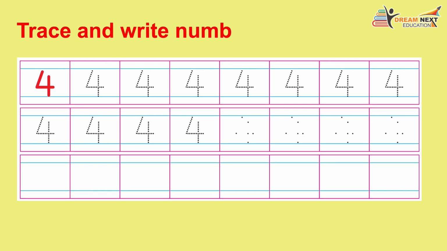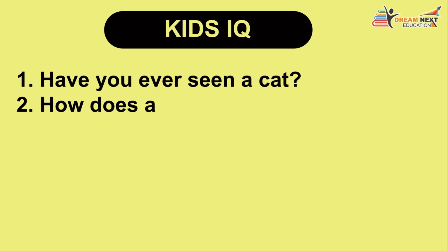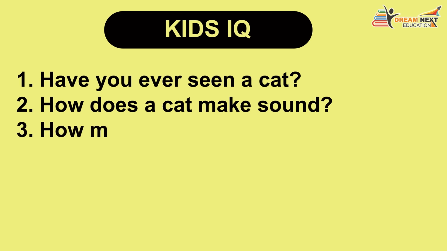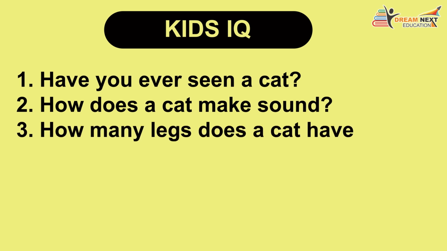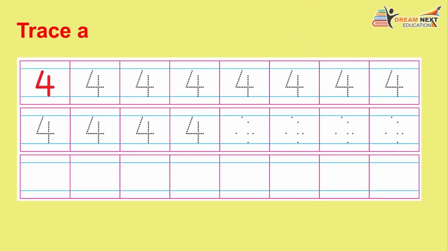Trace and write the number 4. Kids IQ. 1. Have you ever seen a cat? 2. How does a cat make sound? 3. How many legs does a cat have? 4. 4 legs of a cat. Trace and write the number 4.